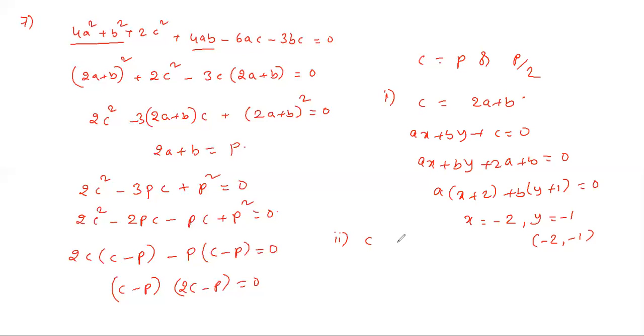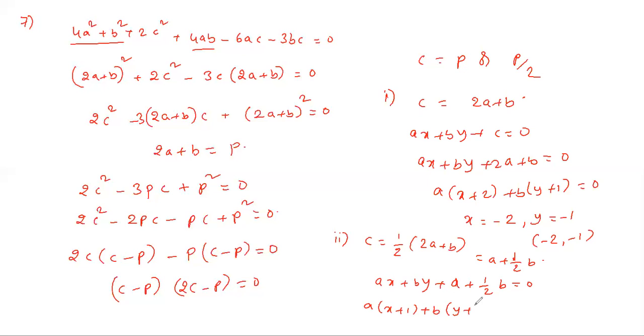Similarly, for the second case, c equals 1 by 2 into (2a plus b), which means a plus 1 by 2 b. If you substitute the same in ax plus by plus c, we get ax plus by plus a plus b by 2 equals 0. So a into (x plus 1) plus b into (y plus 1 by 2). So in this case, the point of intersection is minus 1 comma minus 1 by 2. So because this is a quadratic equation in terms of c, we will get 2 points, two systems of linear equations.